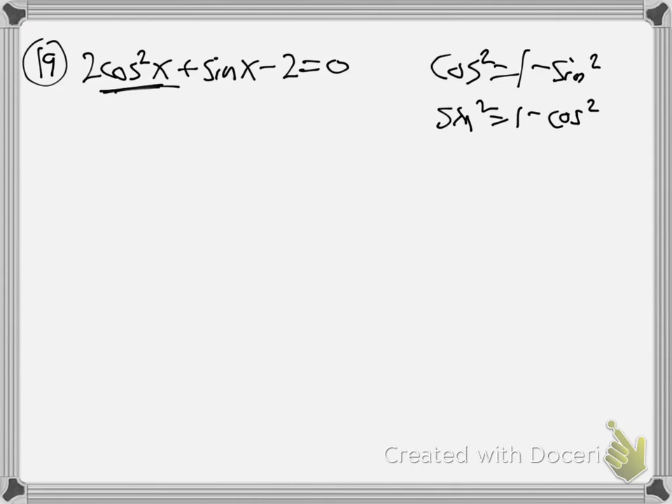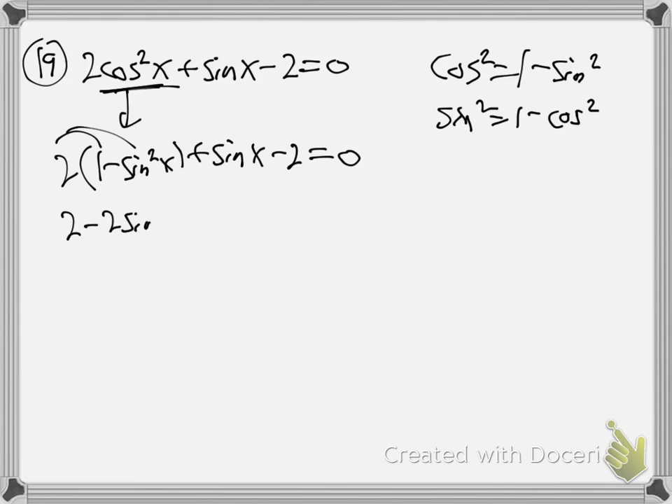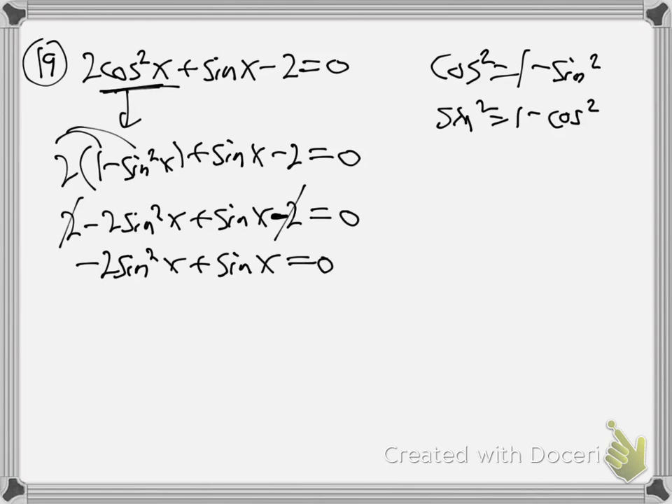So I see this, and I go, oh, I can replace that with 1 minus sine squared, because then that'll get it all in terms of sine. Everybody's sine now. That is much better. It's all one trig function instead of a mix of two of them. So distribute. What do you got? 2 minus 2 sine squared plus sine minus 2 is 0. Now what are we going to do? Well, 2 minus 2 just cancels. That's just 0, so they're gone. Okay, that was nice. So now we have minus 2 sine squared x plus sine x is 0.